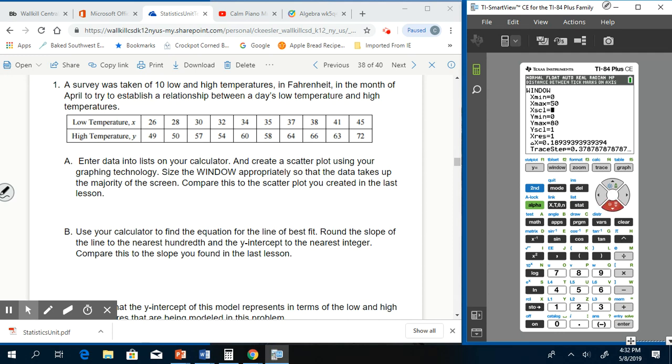Then go down to Y min, and I'm going to scale it from 0 to 80 because, again, our high values don't have anything lower than 0 or higher than 72. So 0 to 80 will show us that part as well. And then I'm going to press graph. And in my graph, you can see the scatter plot, which looks pretty similar to the scatter plot that you created yesterday. So for part A, we're comparing. The two graphs are similar.